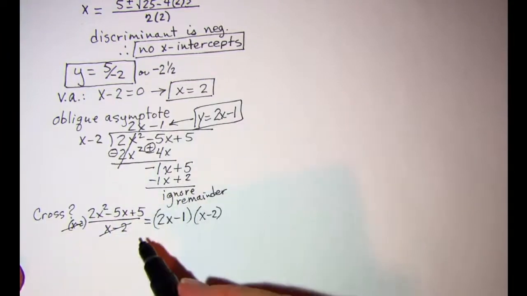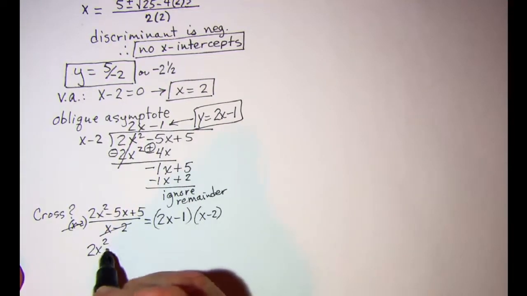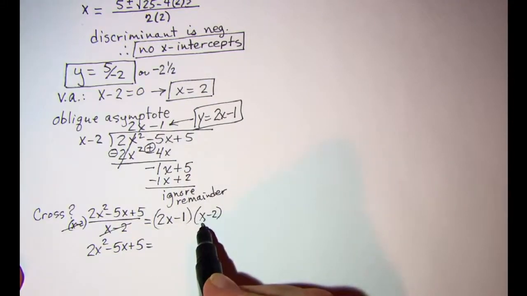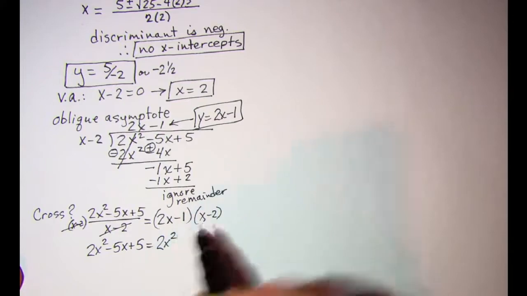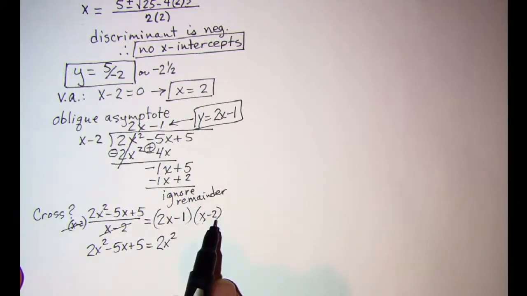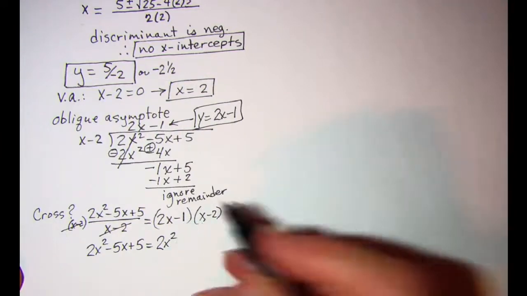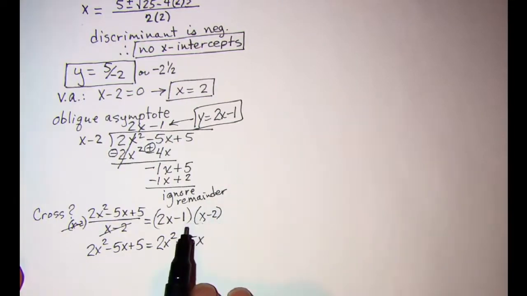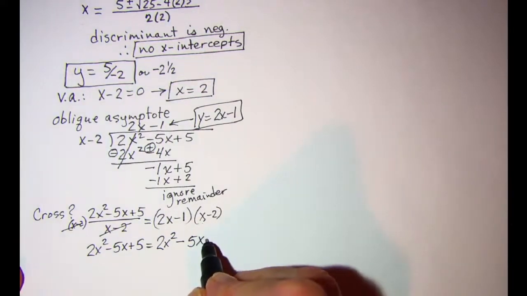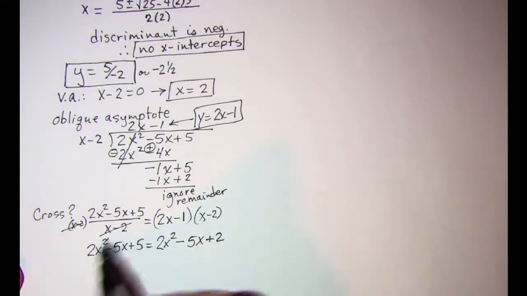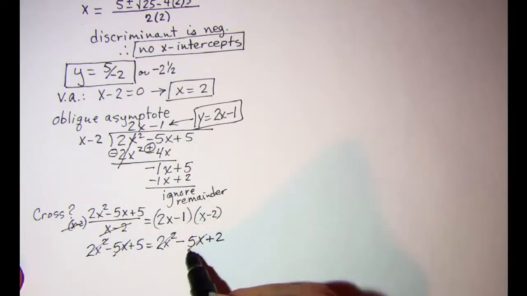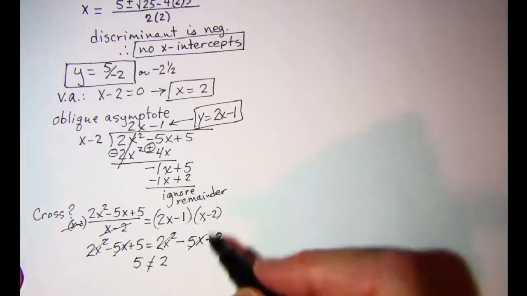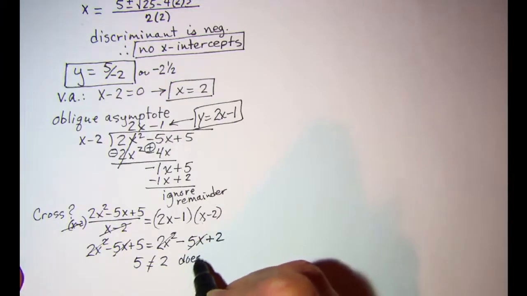This will cancel. And I have 2x squared minus 5x plus 5 equals, the first here, 2x times x is 2x squared. The outers is negative 4x, and the inners is a negative 1x, so that's a negative 5x. And then negative 1 times negative 2 is 2. So my 2x squareds cancel, and my negative 5x's cancel. I get 5 equals 2. And I know that's not true, so it does not cross.